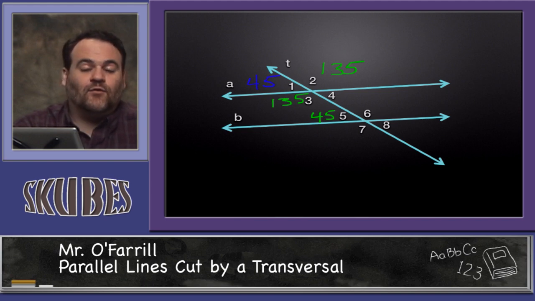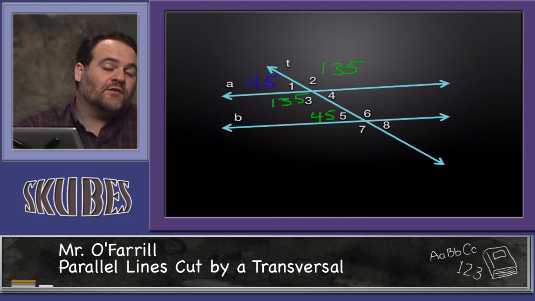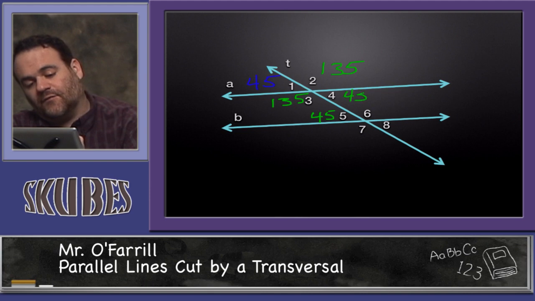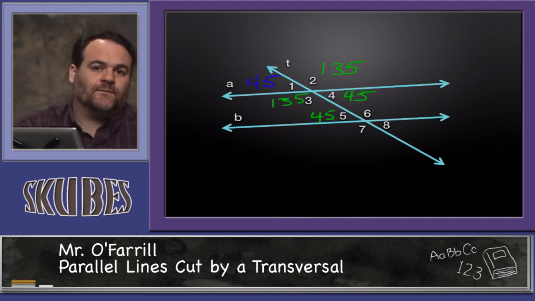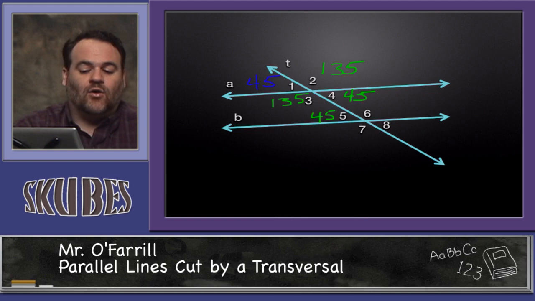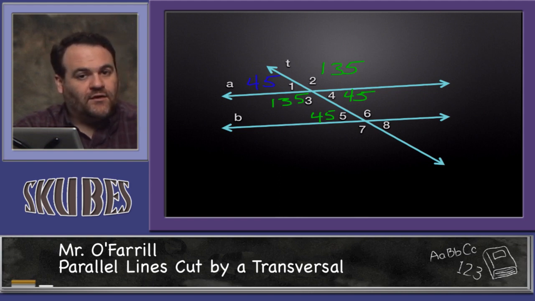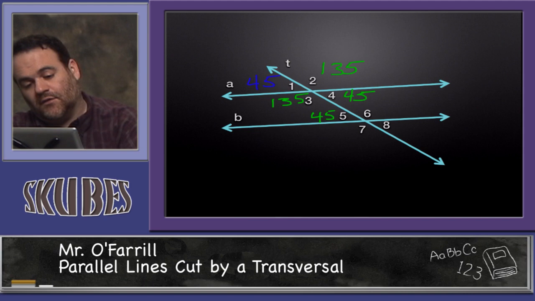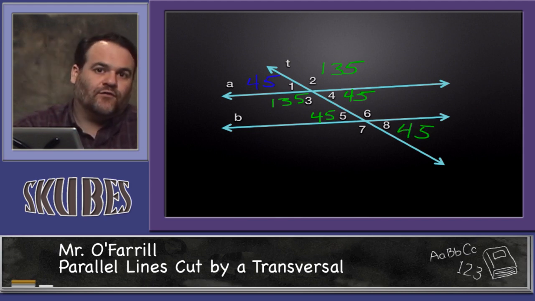We've also got angle 4, which is, if you remember the term, vertical angle to angle 1, and it is also congruent, 45 degrees. Now, alternate exterior angles would be, in this case, angle 1 and angle 8. Alternate exterior angles are congruent. Angle 8 is 45 degrees.